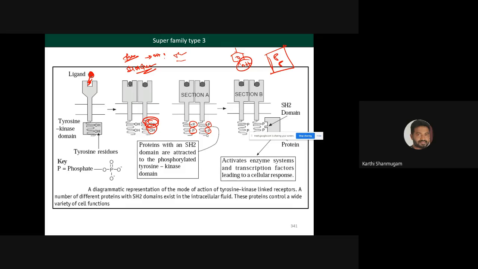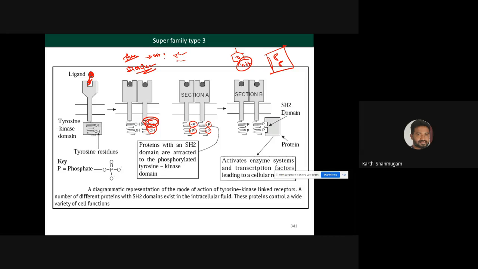Yes, sir. Because of the phosphorylation, this now attracts some protein molecules having a very specific domain called the SH2 domain. Again, I repeat. Because of the phosphorylation, in case of GPCR, we said that the conformational change led to the attraction of a protein called G protein.